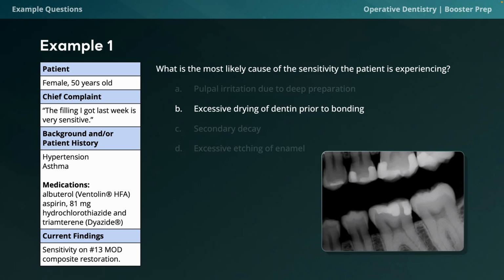So in this case, it's more likely for the sensitivity to be due to excessive drying of dentin. Now, option choice C, secondary caries, or recurrent caries as it's sometimes referred to, is also unlikely since the filling was just done last week. And finally, excessive etching of enamel isn't a source of sensitivity.